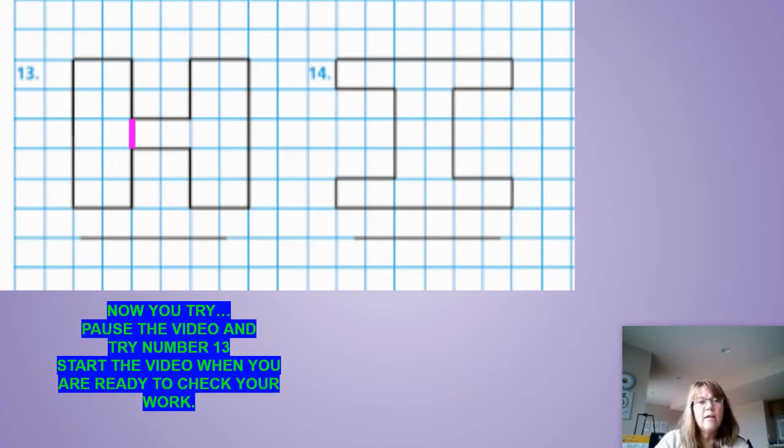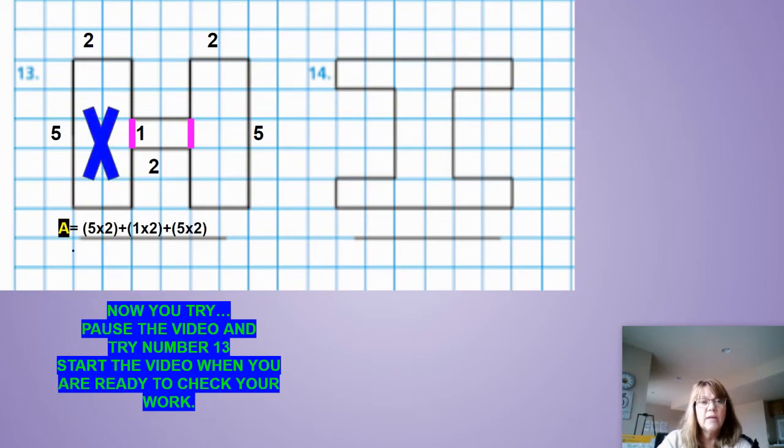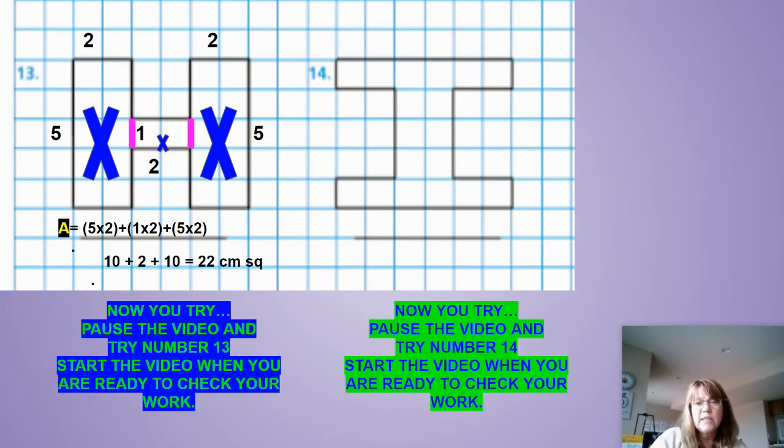I put one there and one there to get as few rectangles as possible. And I got a 5 by 2, a 1 by 2, and a 2 by 5. I put them each in parentheses. So I should have put an X for each one as I did them. You then should have come up with 22 centimeters squared. All right, now you try number 14. Pause the video and you can start it when you are ready to check your work.